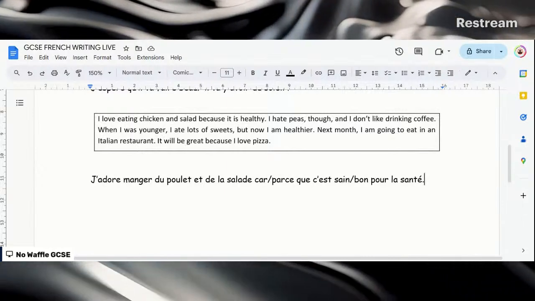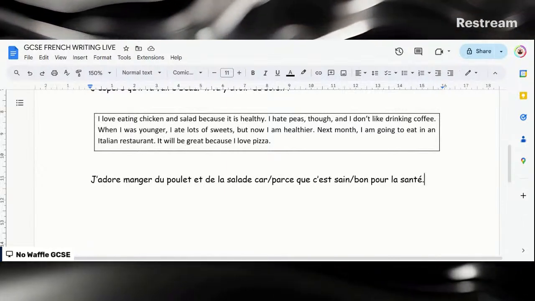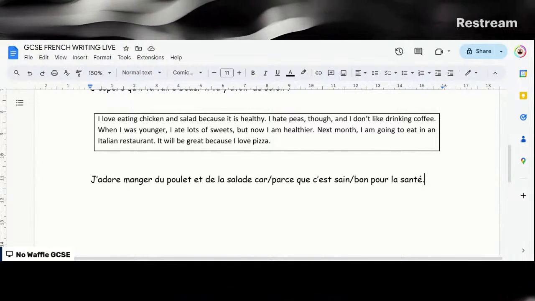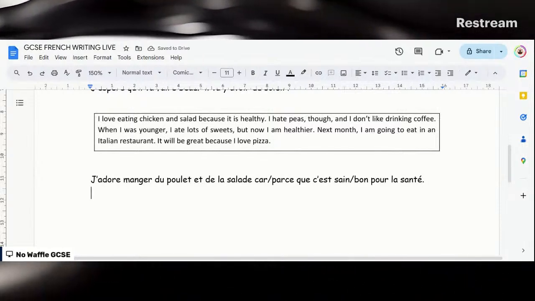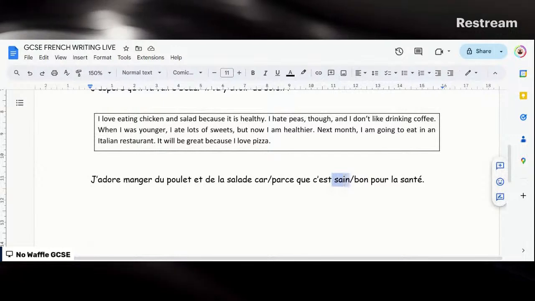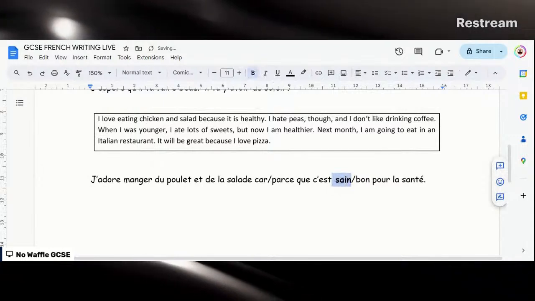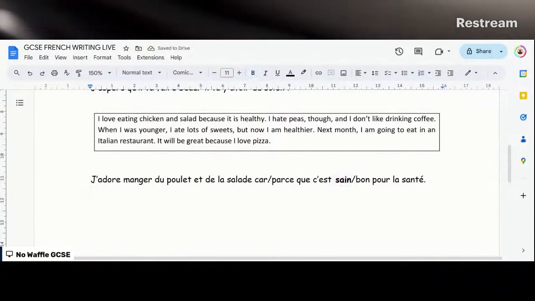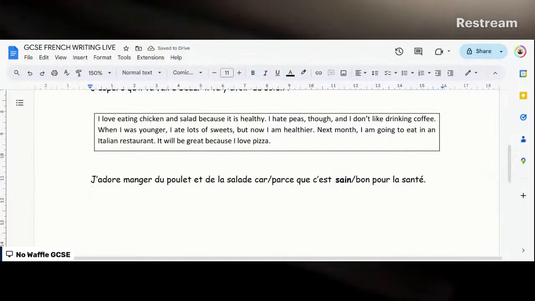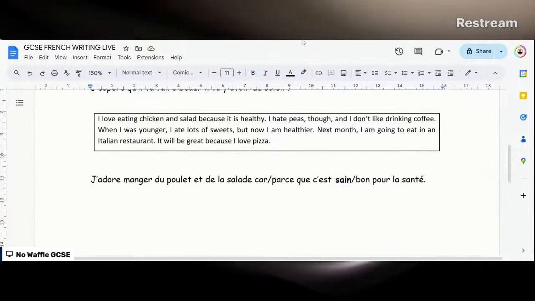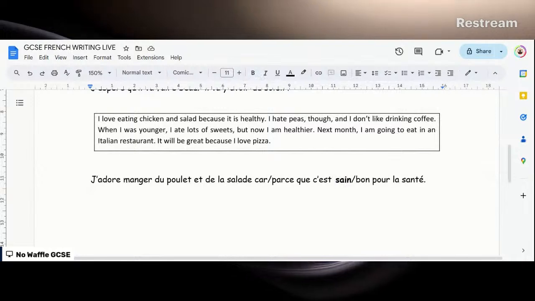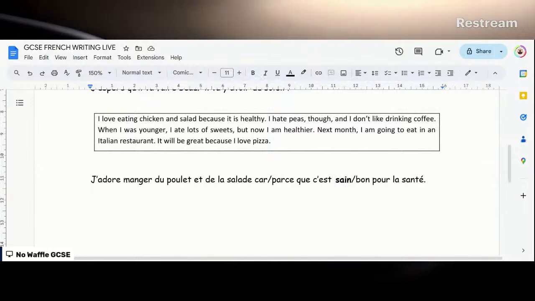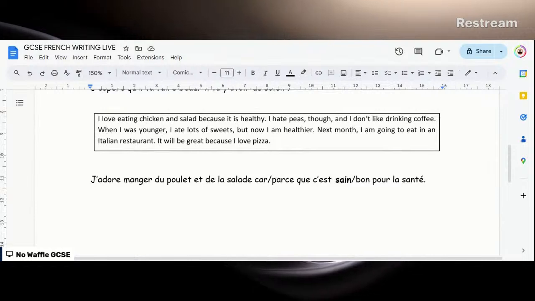Because it is healthy. Parce que c'est sain or c'est bon pour la santé. Either one. So it's good for the health or it's just healthy. C'est sain. This is a good one to remember. It often comes up because everyone knows how it's good for your health, but sain means healthy. It's the actual adjective. Note that if you don't remember what the French word for something is, don't just skip it. Try and put something similar to it.